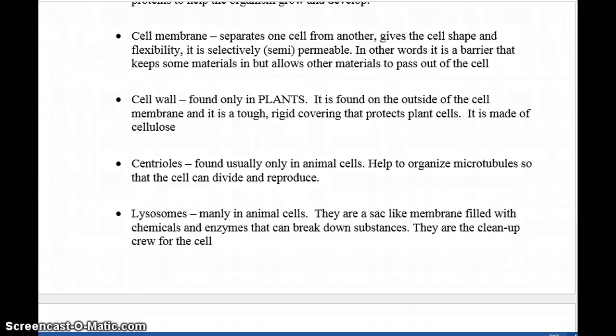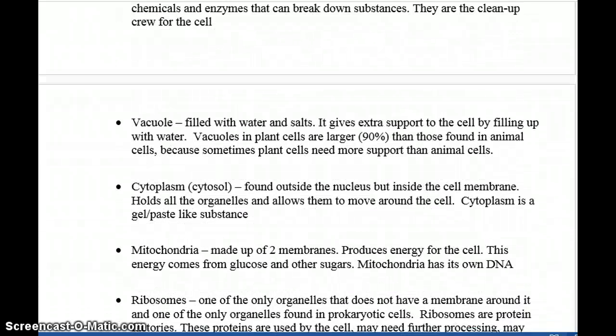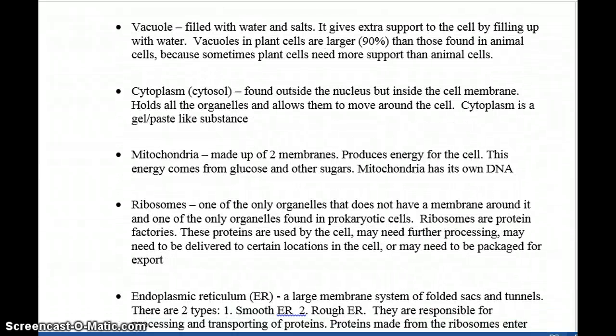Okay, our next organelle is the vacuole. And the vacuole is filled with water. It does this to give support to the cell. In plant cells, there's going to be a lot larger vacuole because plant cells are going to need more support than animal cells. Animal cells already have a skeletal system. Plant cells do not. So I tell the students to think of the vacuole, think of a shop vac.